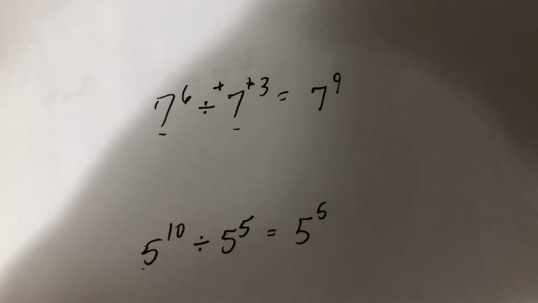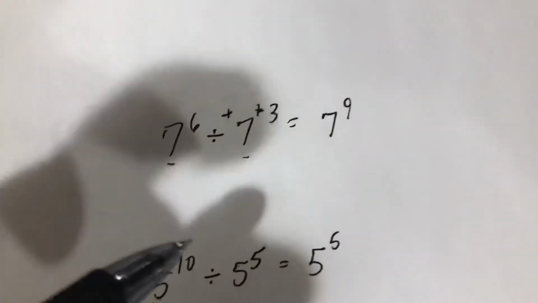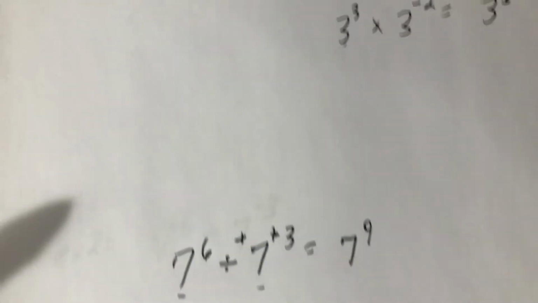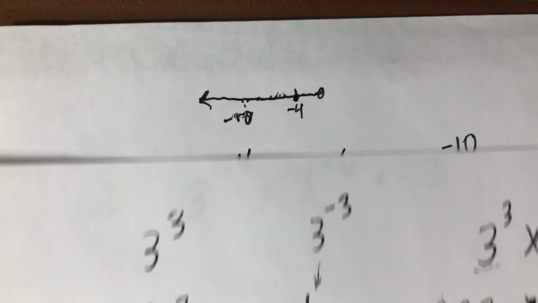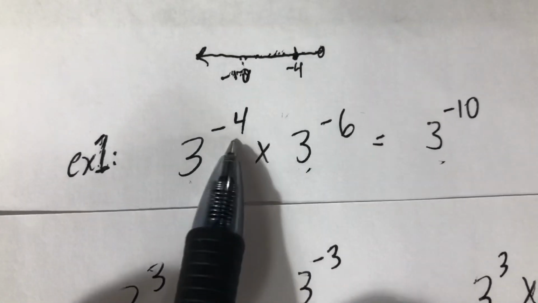So remember, dividing, you subtract those top two numbers. When you're multiplying, you add those top two numbers.